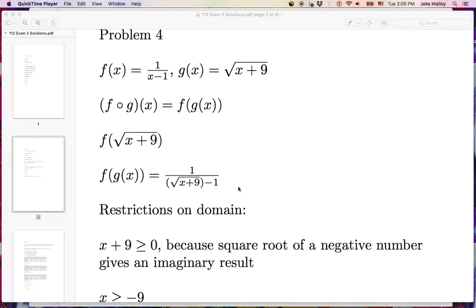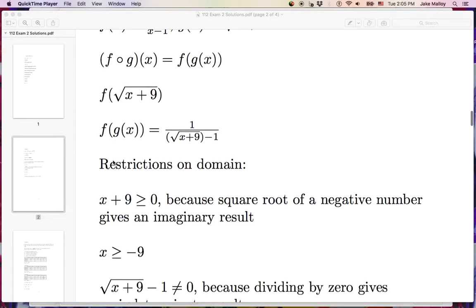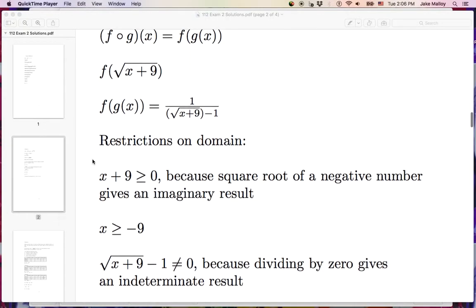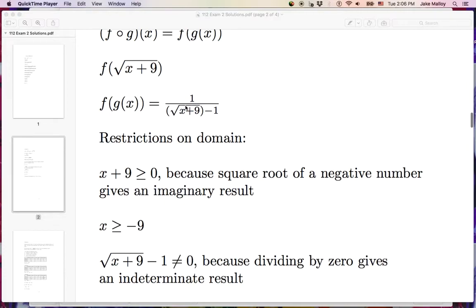We also want to know, do we have any restrictions on the domain? What inputs give us viable real number outputs? Well, we have two types of restrictions in this case. One, we have a square root, and for square roots we know we need non-negative inputs. Otherwise, if we have a negative number input, we get an imaginary result.